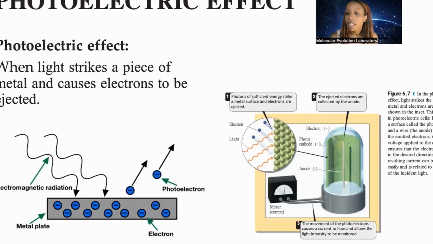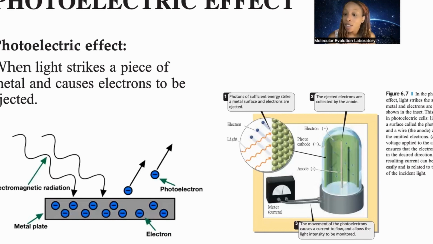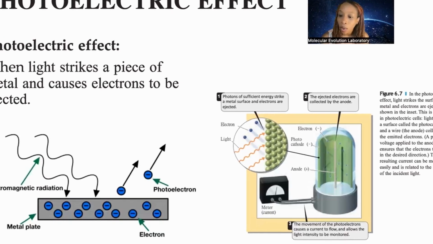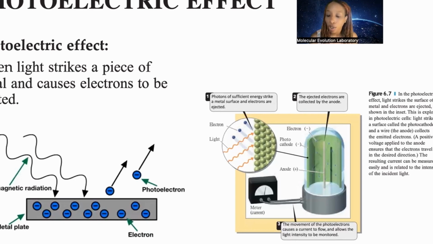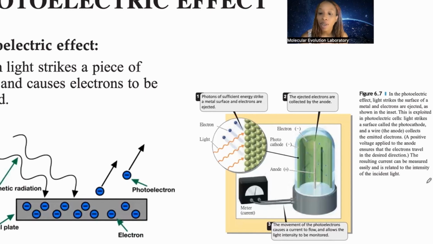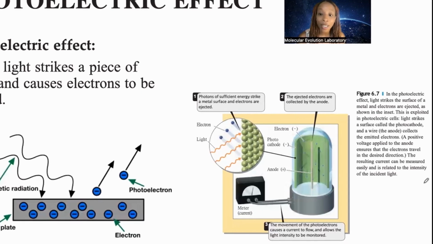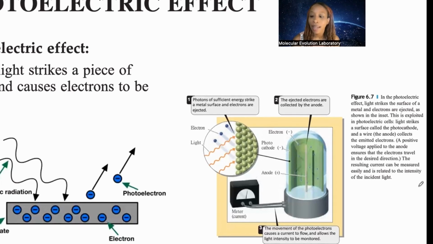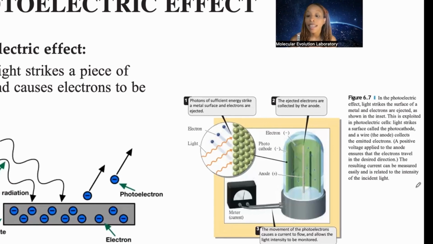This is exploited in photoelectric cells. The light strikes the surface, called the photocathode, and a wire, the anode, collects the emitted electron. A positive voltage applied to the anode ensures the electron travels in the desired direction. The resulting current can be measured easily and is related to the intensity of the incident light.